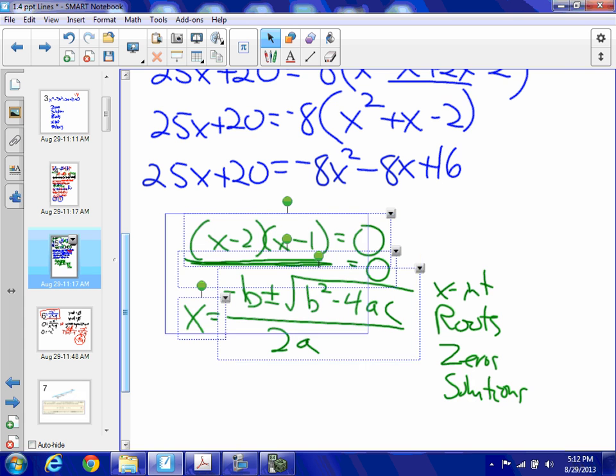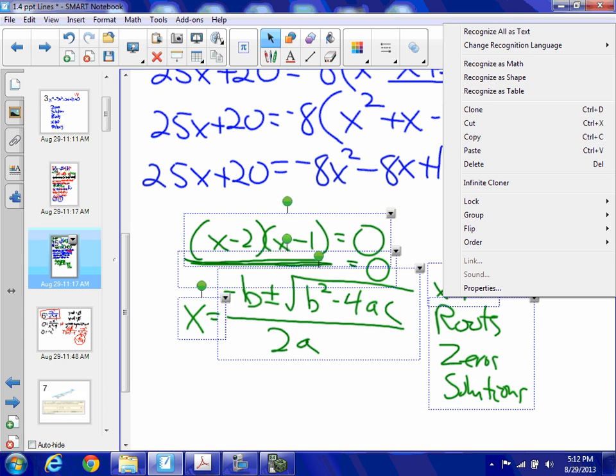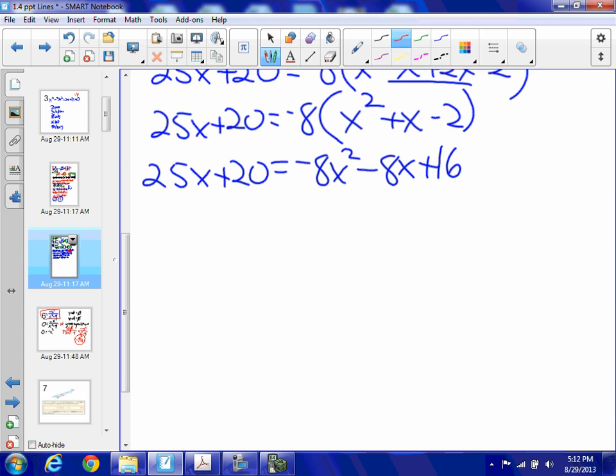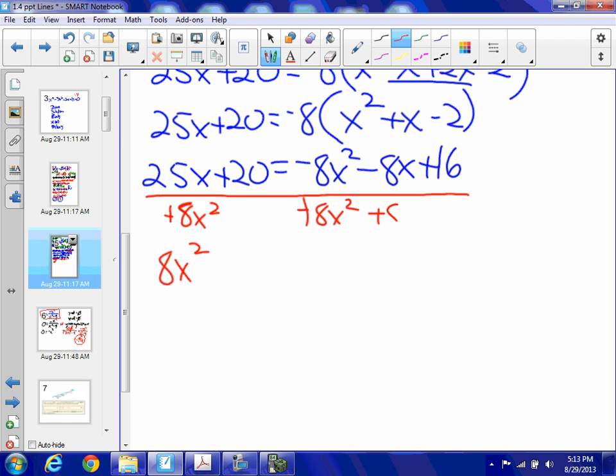Well, we have a quadratic equation right here, but we want to get it in standard form. Everything on one side equal to 0. So what I'm going to do is I'm going to add 8x squared to both sides, because then I'm going to have a positive 8x squared, and I really much prefer to deal with positive coefficients than negative coefficients. So I have 8x squared, and I can add 8x to both sides as well.